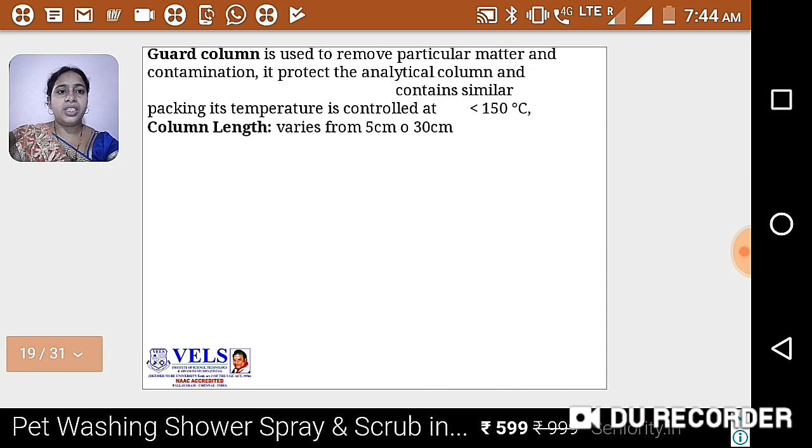Guard column. It is used to remove particulate matter and contamination. It protects the analytical column and contains similar packing material. Its temperature is controlled at less than 150 degrees centigrade and column length can vary from 5 centimeters to 30 centimeters in length.